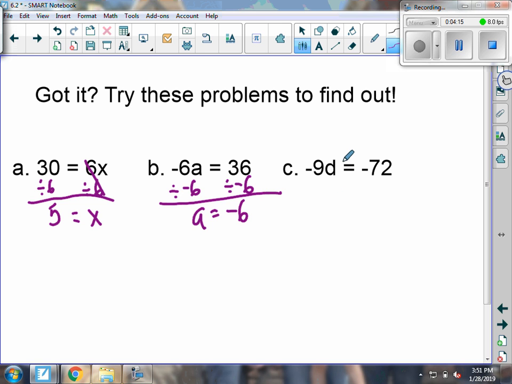And C, I have negative 9d is equal to negative 72. Divide both sides by negative 9. A negative divided by a negative is a positive, so my answer is going to be positive. So I have d is equal to 8. Be careful, if you get the negative wrong, your answer is wrong. A positive 8 is not the same thing as a negative 8. And we've been dealing with negatives long enough that you have to be able to tell the difference. You have to be able to get the correct answer. So be very careful with that.